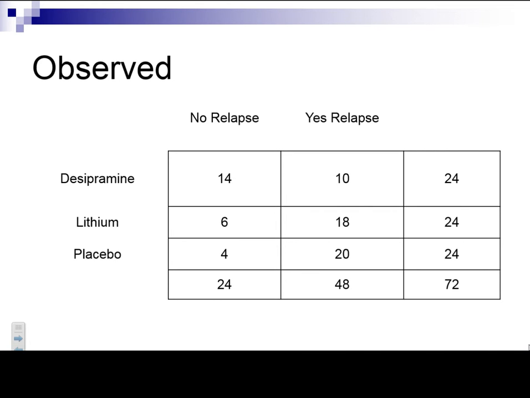So, 72 cocaine addicts, and some are going to get placebo. Here's what happened. From the desipramine group, we had 14 that had no relapse and 10 that did have relapse, so there were 24 total. There were 24 that got the lithium and 24 that got placebo.